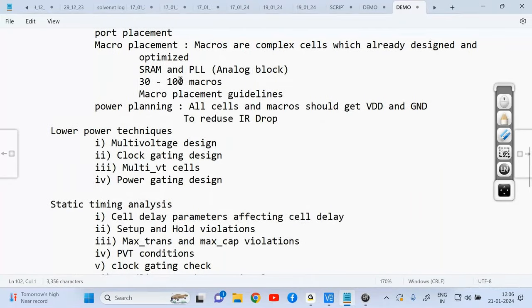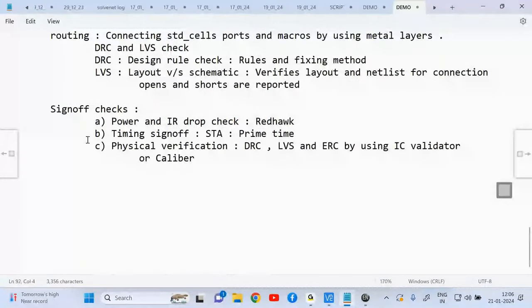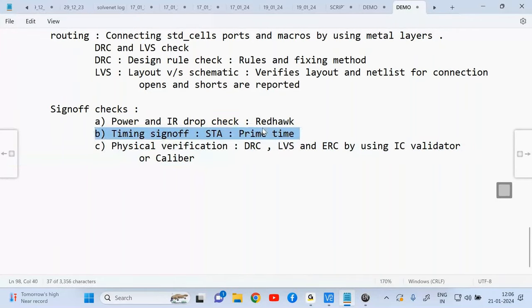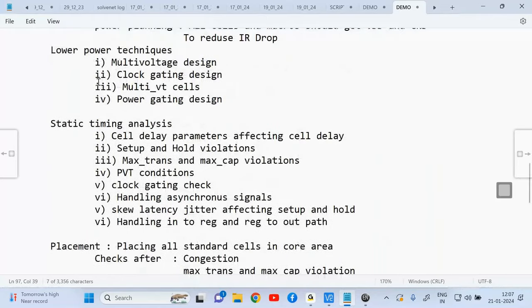Physical verification, we'll do only till routing, and we'll do only timing sign off. See, we don't have the RedHawk license, but we will cover the theory part. Physical verification is not a complete part of physical design, so we will do only timing sign off. Power and IR drop, we'll cover the theory. This requires a separate license, RedHawk again. Licenses are very costly, and we don't have a license for RedHawk. If the license is there, we can do it. So which tools are we doing? ICC2 for physical design, and PrimeTime.